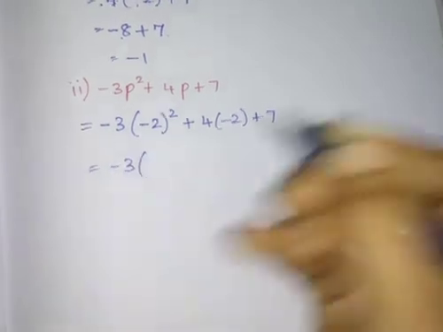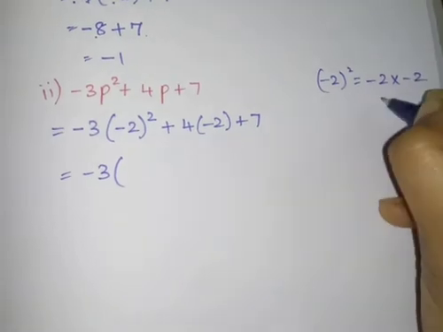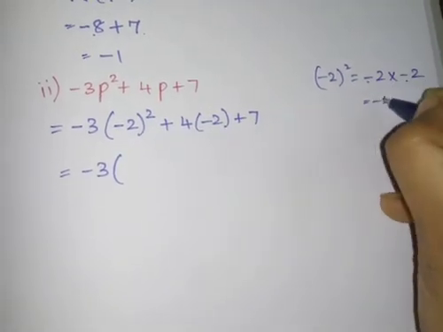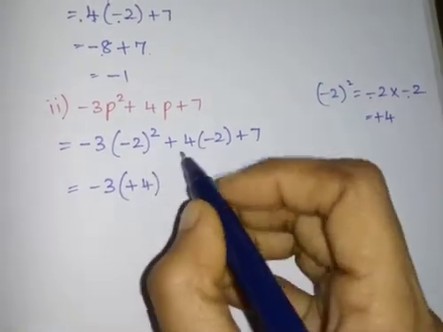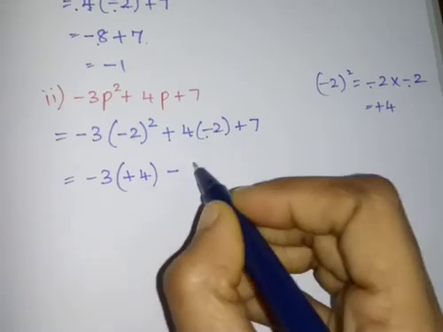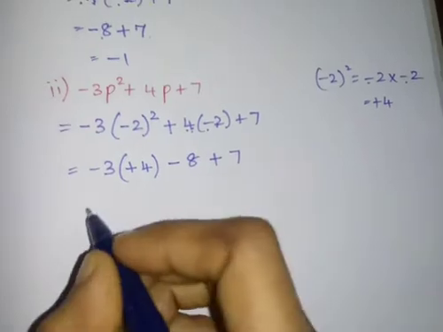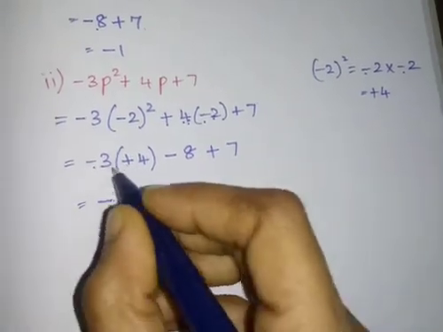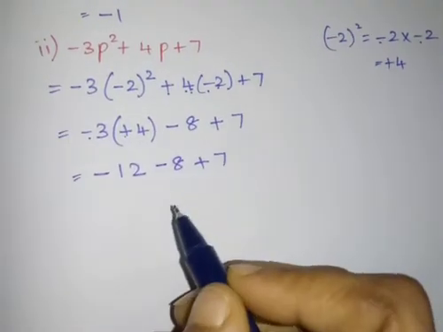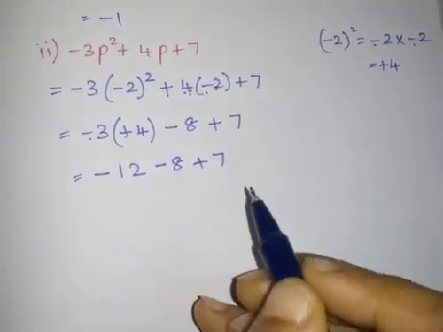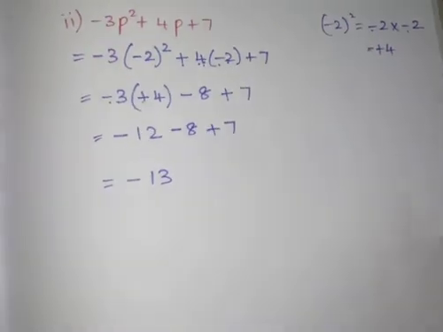Now minus 3. What is minus 2 the whole square, children? Minus 2 whole square is minus 2 into minus 2. 2 2s are 4. Minus into minus is plus. Plus 4 is the answer. Now plus into minus, minus 4 2s are 8, plus 7. Minus into plus, minus 4 3s are 12, minus 8 plus 7. Minus 12 minus 8 is minus 20. Minus 20 plus 7 is minus 13.